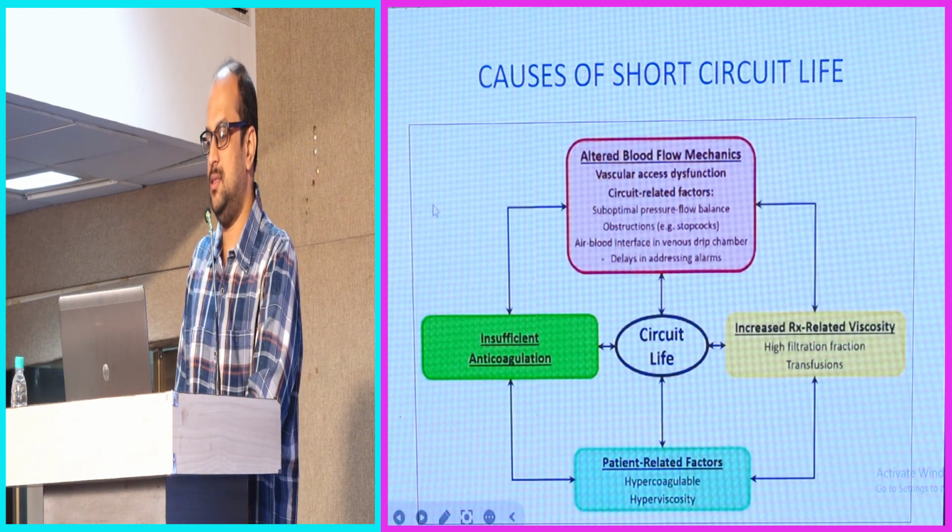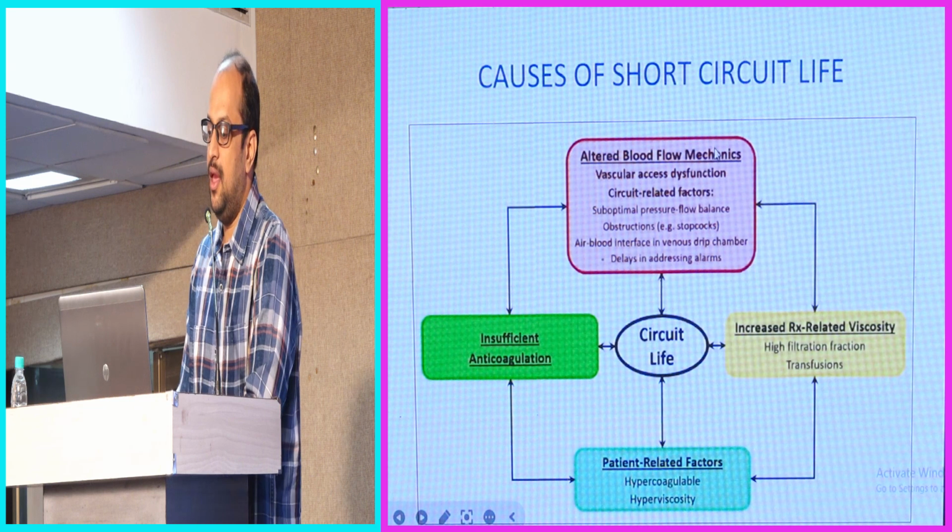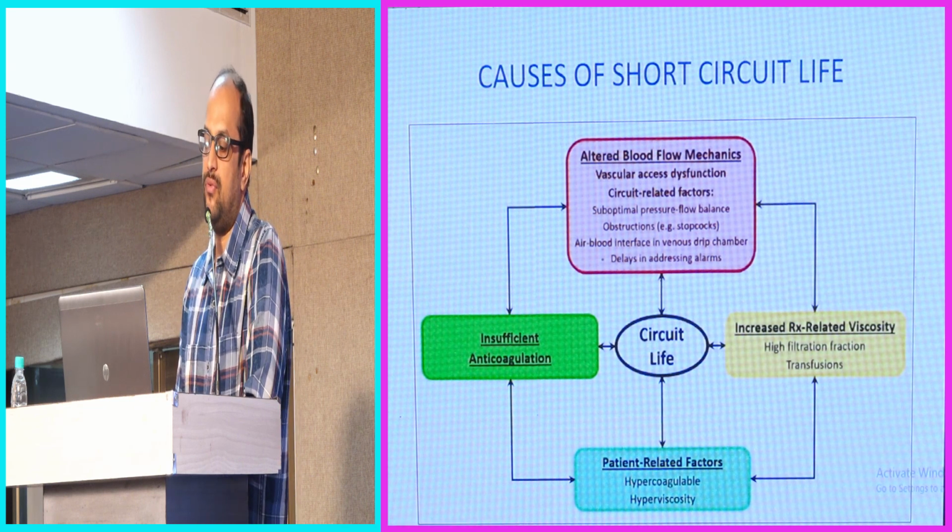So what causes short circuit life? It can be broadly divided into 4 factors. It can be because of altered blood flow mechanics, it can be related to treatment related factors, patient related factors, and insufficient anticoagulation.